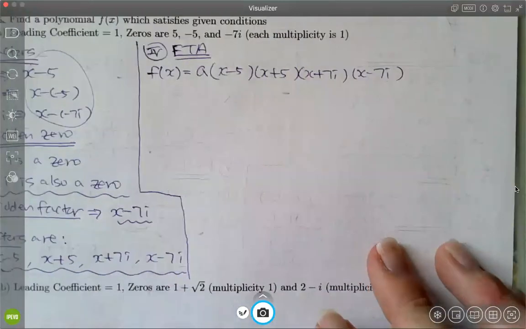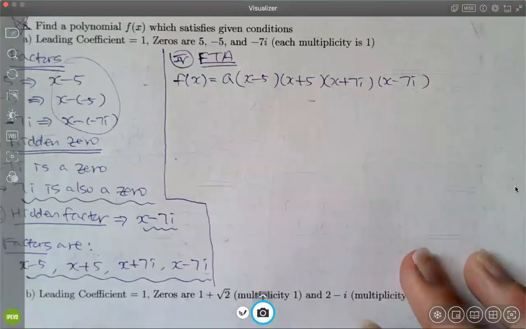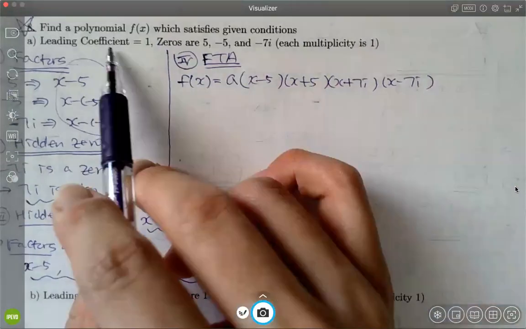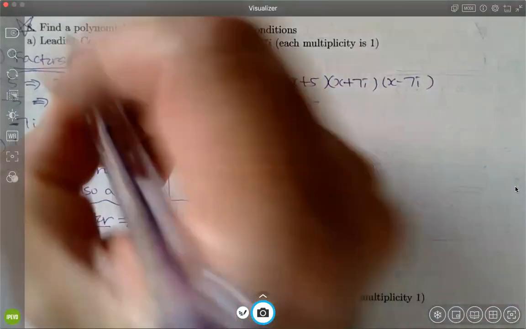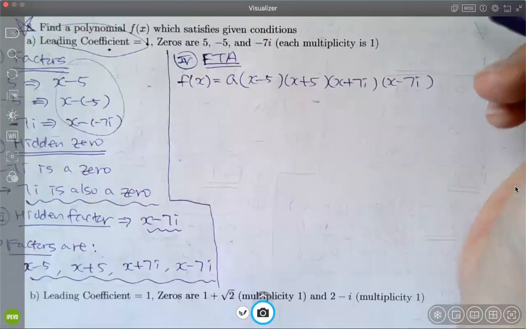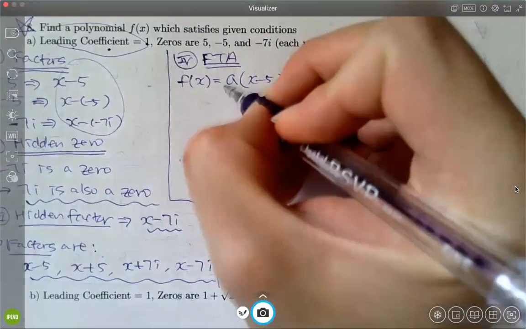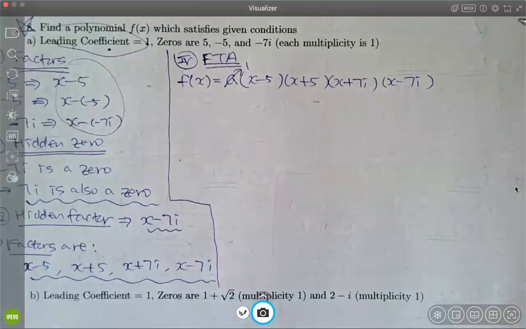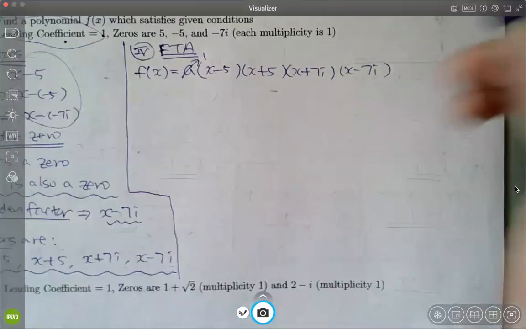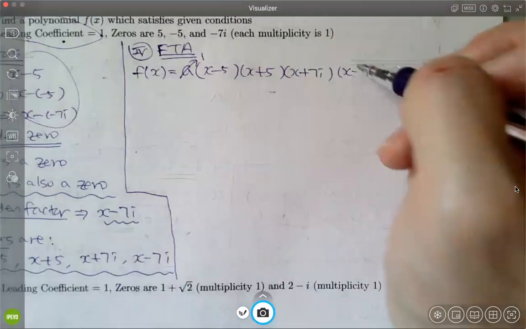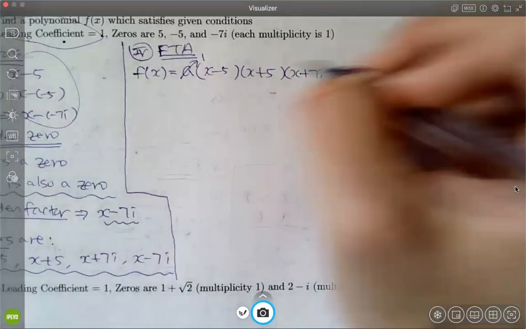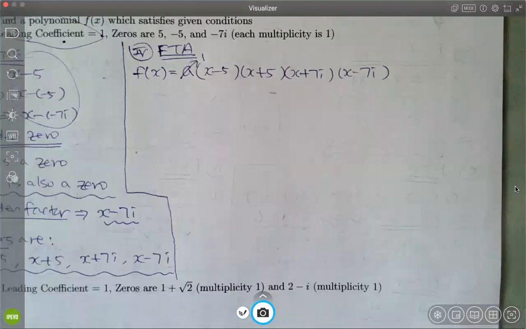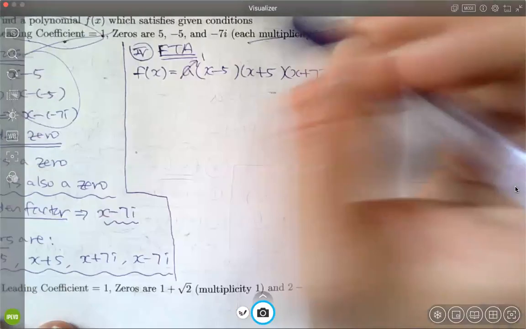Okay, and now the leading coefficient is 1. What does that mean? So are we in a better situation than before? Yeah, because that is 1, right? Okay, so each multiplicity is 1. What does that mean? Each of these exponents will be equal to 1, right? Okay, so we are also in a better situation as well. Okay, so we have used all of it, actually.